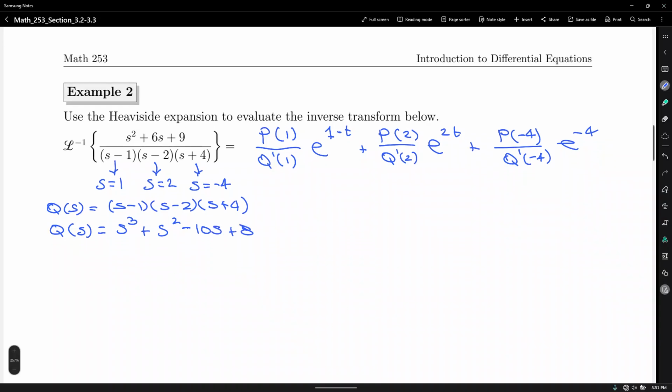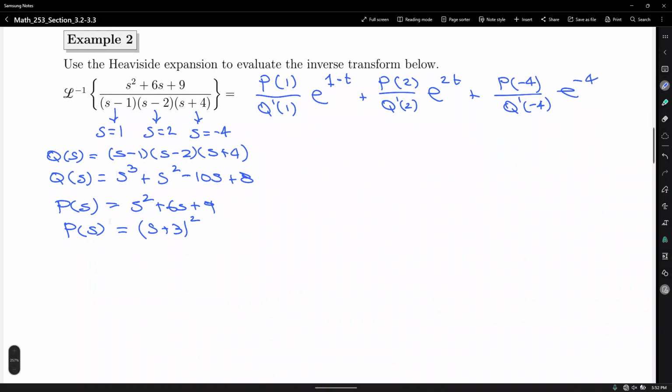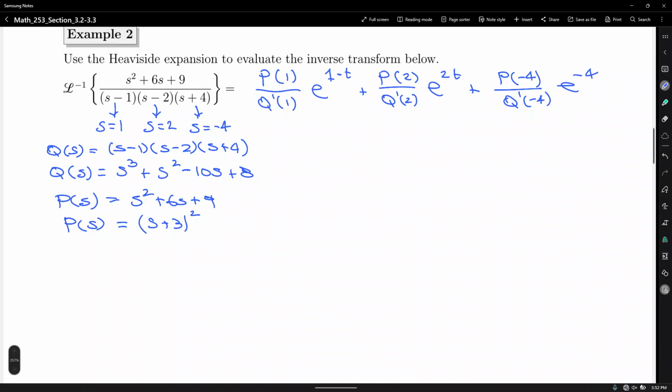And then P of S equals S squared plus 6S plus 9. And guys, do you agree that this is a perfect square trinomial? P of S equals S plus 3 quantity squared, okay? Whenever you can keep doing this factoring, guys, go ahead and do it. It would be very useful, all right? Okay. I'm going to take the derivative of this polynomial, Q prime. Q prime of S equals 3S squared plus 2S minus 10.